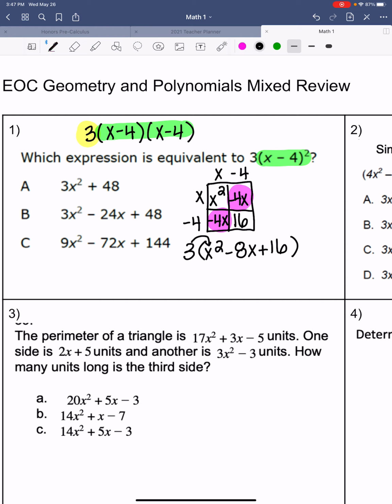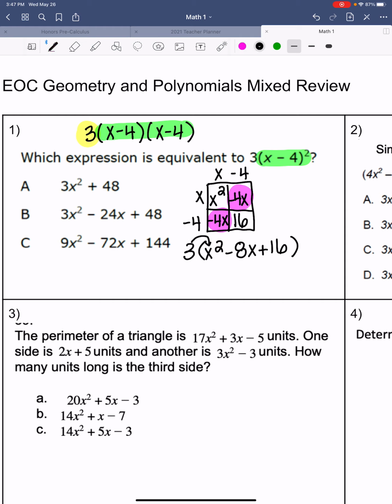So I'm going to draw a shape and actually label some things. It doesn't matter how you label it. It just gives you that visual to make sure that you're looking for that missing third side. So I have 2 of the sides, and I'm looking for this third side. I also know that the perimeter of the entire triangle is 17x squared plus 3x minus 5. So we're going to start by adding the 2 sides. If we add the 2 sides, that's going to give me the ability to then subtract those 2 sides to find what's left over.